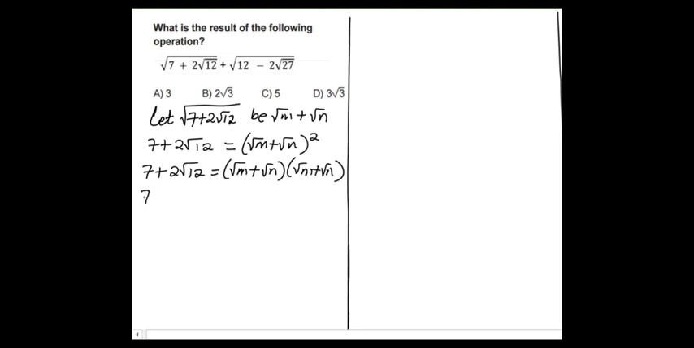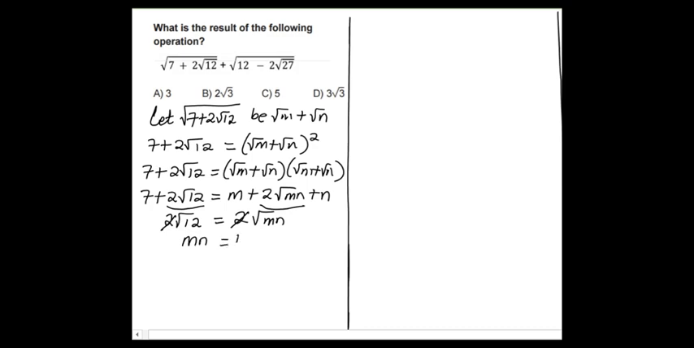So here we now have 7 plus 2 root 12 equal to, if you open this bracket, m plus 2 root mn plus n. Okay, so now let's extract this by direct comparison. 2 root 12 equals 2 root mn. So you see 2 and 2 cancel, then root 12 is equal to root mn. That means mn will be equal to 12. So let's name this equation 1.